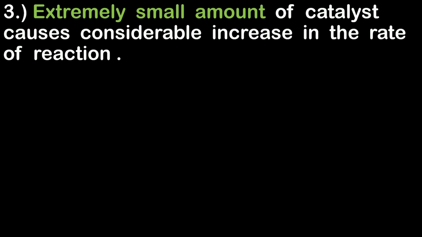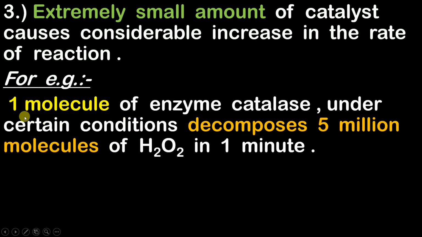Let's understand this with the help of the example over here. So, one molecule of enzyme catalyst. This enzyme catalyst is nothing but your catalyst. This one molecule of enzyme catalyst, under certain conditions, decomposes 5 million molecules of H2O2 in just 1 minute. So you can see from here how small a quantity of catalyst is required. Just one molecule of catalyst can decompose 5 million molecules of H2O2, and that too in just 1 minute. So there is no need to add a large quantity of catalyst.